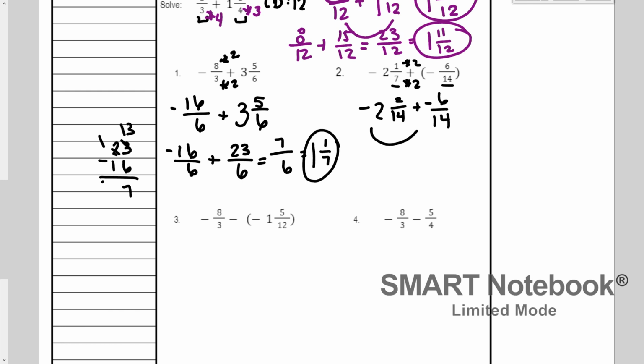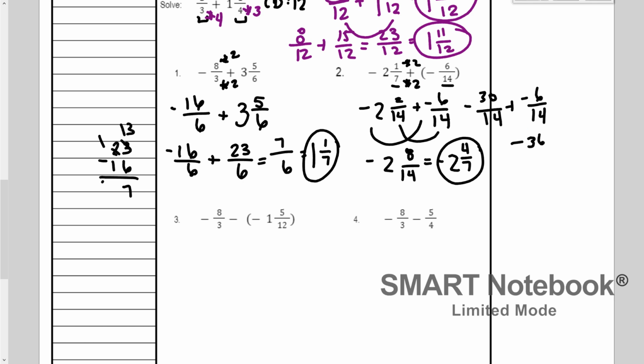The negative 2 plus a 0 is a negative 2. A 2 plus a 6 is an 8/14ths. 8 and 14 can both be divided by 2. This would equal negative 2 and 4/7ths. You could have also done this by making them improper. Okay, 28 plus 2 is 30. You get negative 36/14ths. We'd reduce that and we'd end up with the same answer.